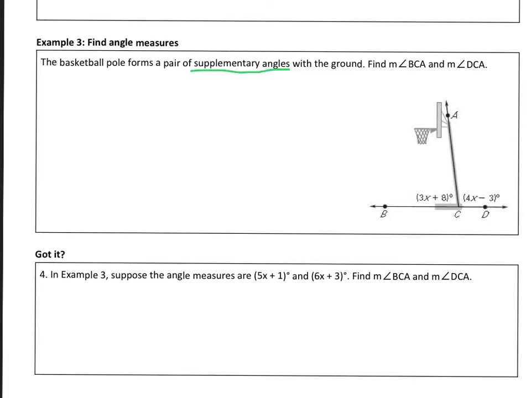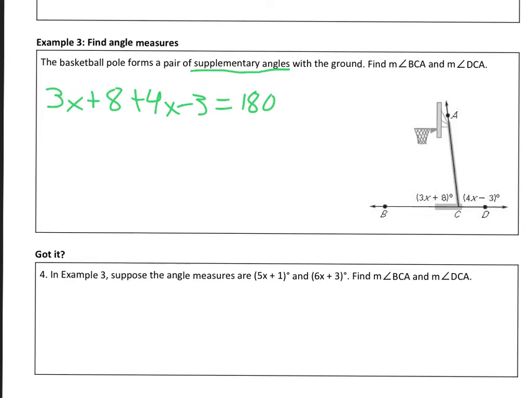that these two angles add to equal 180, I can set up this equation. The sum of these two angles is 180 degrees. So I'm just adding together these two measures, setting that equal to 180. That's the equation I can set up.